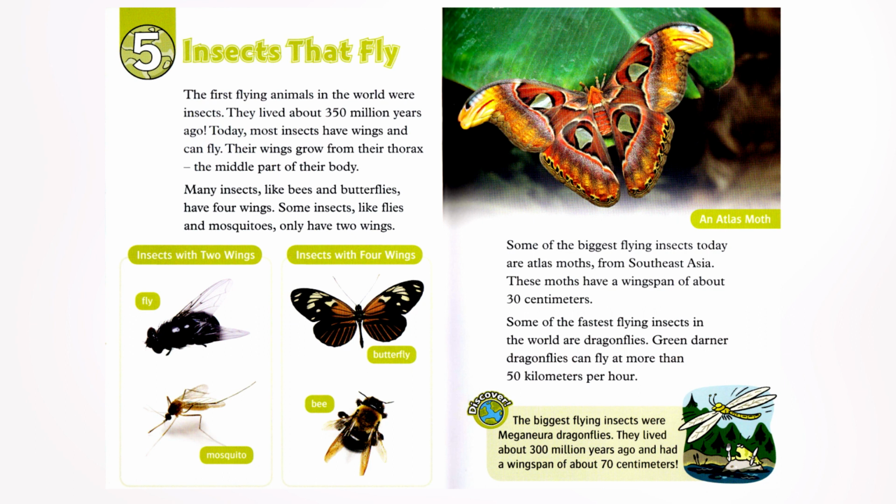Some of the fastest flying insects in the world are dragonflies. Green darner dragonflies can fly at more than 50 kilometers per hour. The biggest flying insects were Meganura dragonflies. They lived about 300 million years ago and had a wingspan of about 70 centimeters.